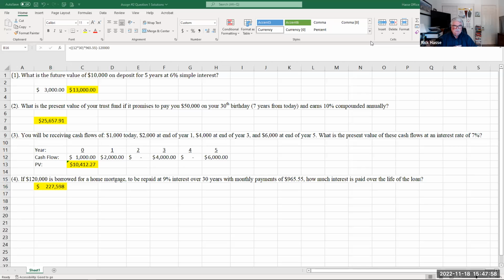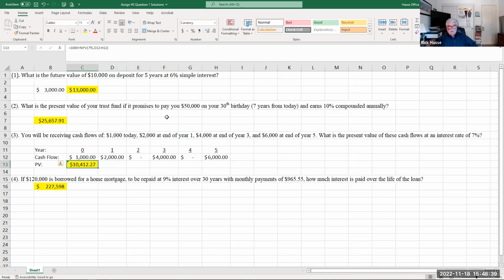Here's the spreadsheet answer sheet for assignment 2 for question 1, those 4 problems on time value of money. And if you go to the cells, you'll see my formulas to calculate these. Notice I'm determining the net present value of years 1 through 5, but then I have to add $1,000 to it because that's being received now. Naturally, there would be no interest. The present value of $1,000 is $1,000. So I'd add that $1,000 to the NPV over the 5-year period of that cash flow. And that's how I got $10,412.27.